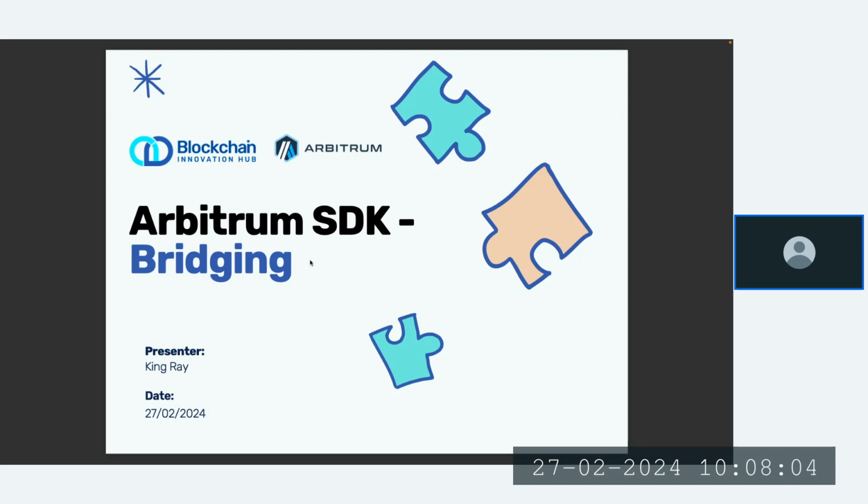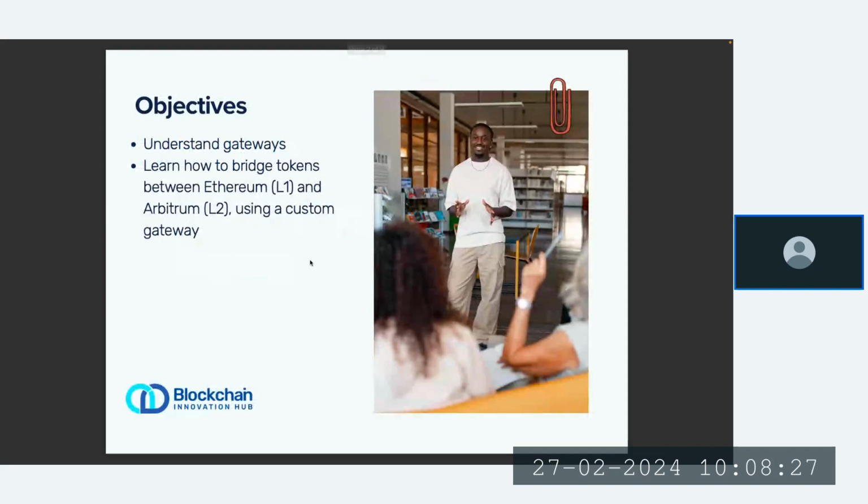And this time around, the Arbitrum SDK actually supports bridging, and that's moving assets from layer 1 to Arbitrum, from Ethereum to Arbitrum. So it could go both ways. It could be from Ethereum to Arbitrum or Arbitrum to Ethereum. So today we'll be understanding gateways, what gateways are, and then we'll understand how to bridge tokens between Ethereum and Arbitrum using a custom gateway.